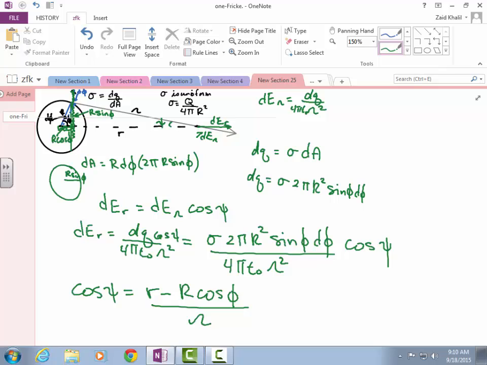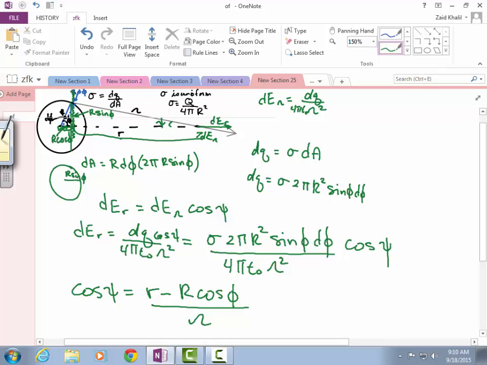Oh, we're not done yet. Because take a look. This right here is the length. Cosine of phi is this length over that. Oh, I see. But that length is not little r. Little r goes from the center to that point. Yes. So this length is going to be little r minus r cosine phi. Yeah, I can tell from the diagram. It's hard because the diagram's starting to get messy. Okay, that makes sense now.